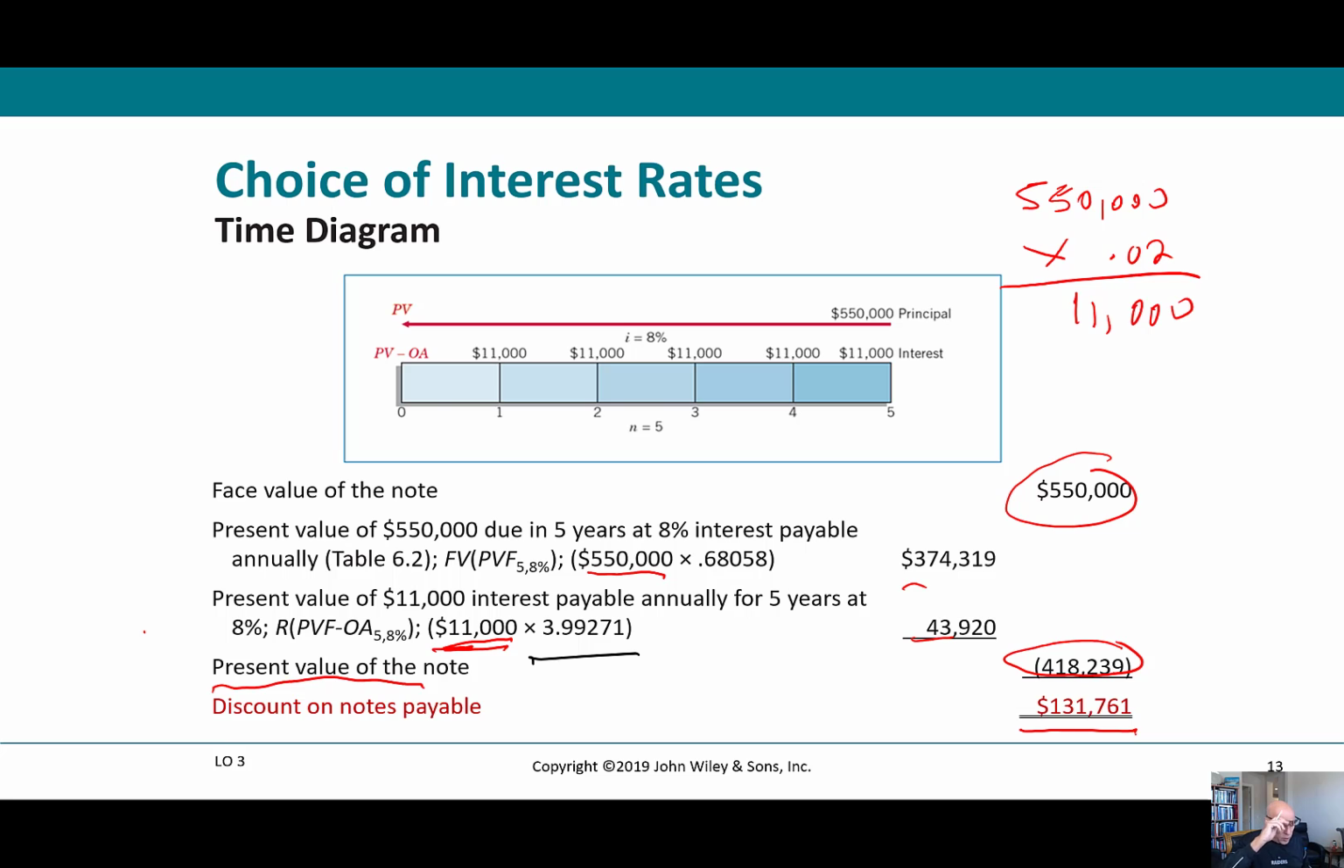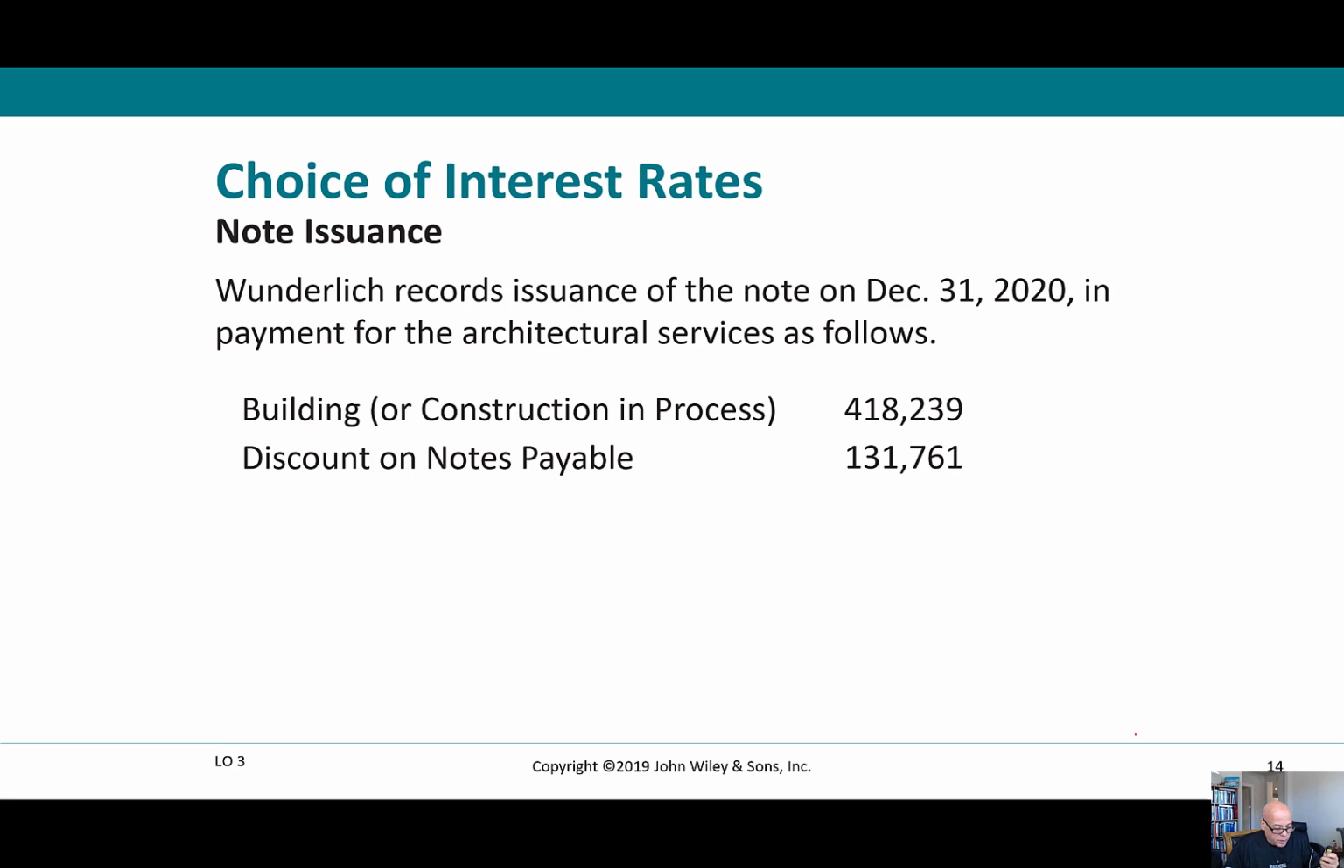Okay? Okay, good. So when they record this note, notice they debit the building, because remember, these were architectural fees. Architectural fees, remember from our earlier discussion, are part of the building cost, right? So we go ahead, debit that, credit the note payable, and the difference is the discount. Okay? And then we would simply go ahead and amortize that.